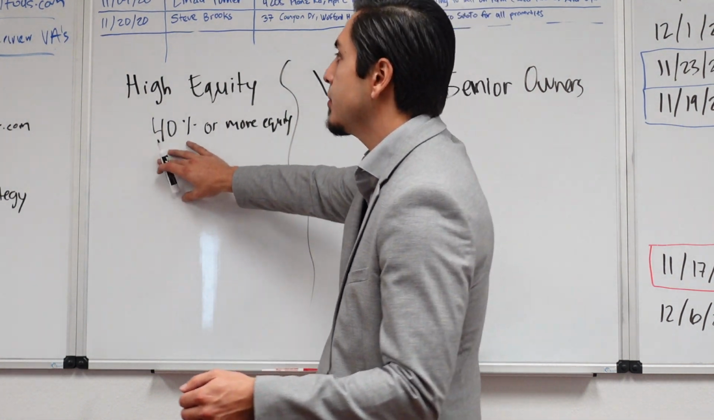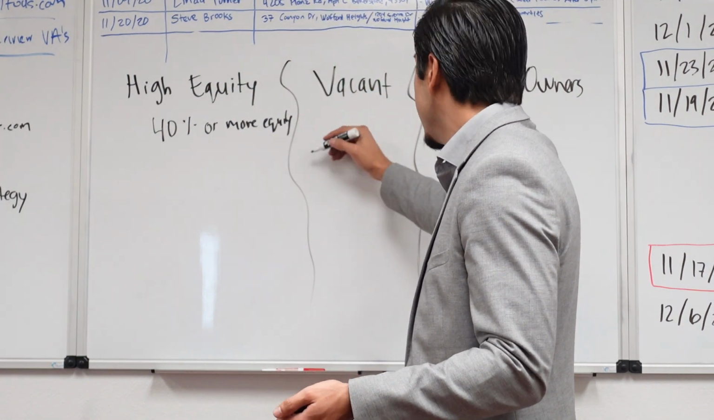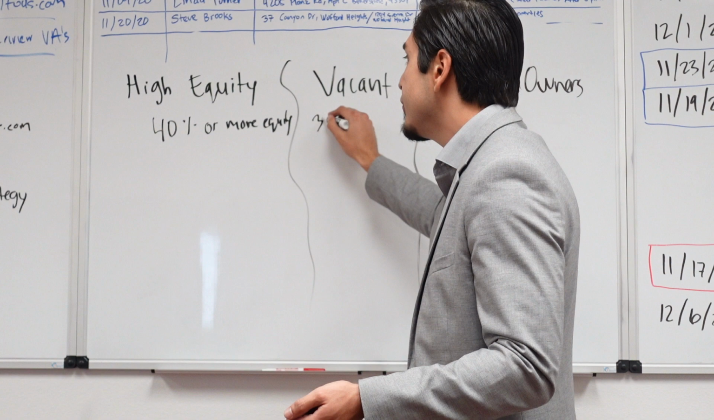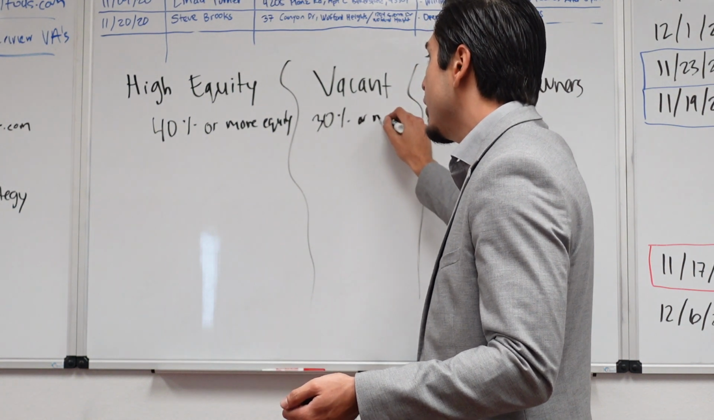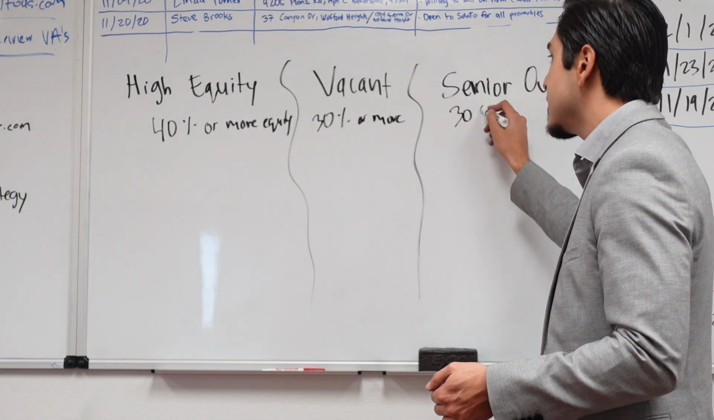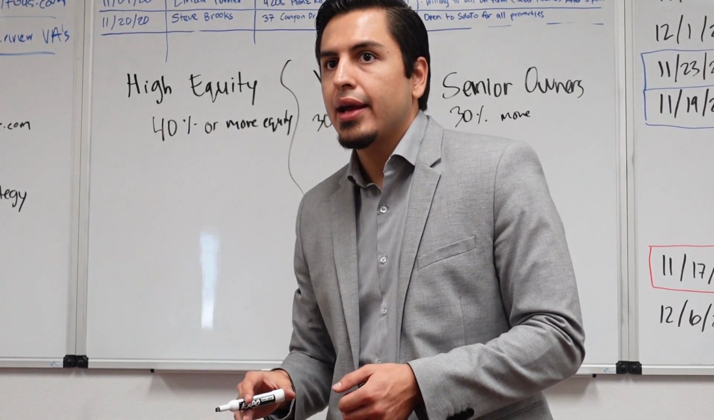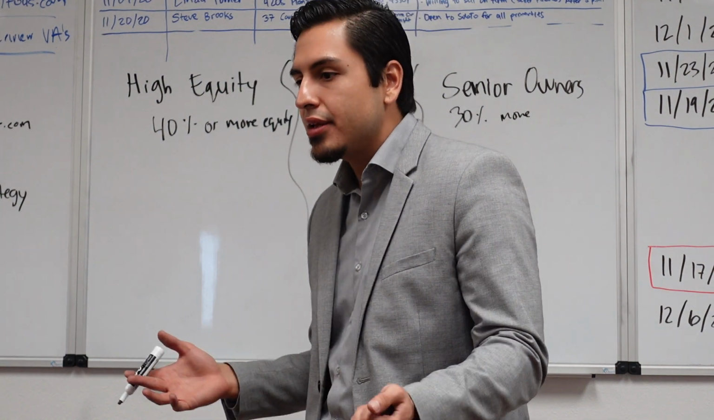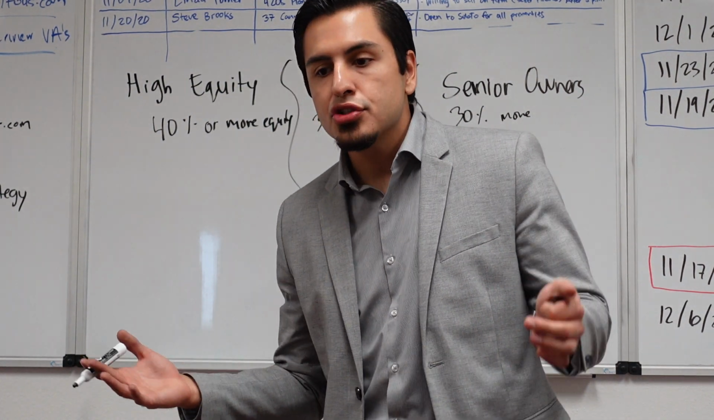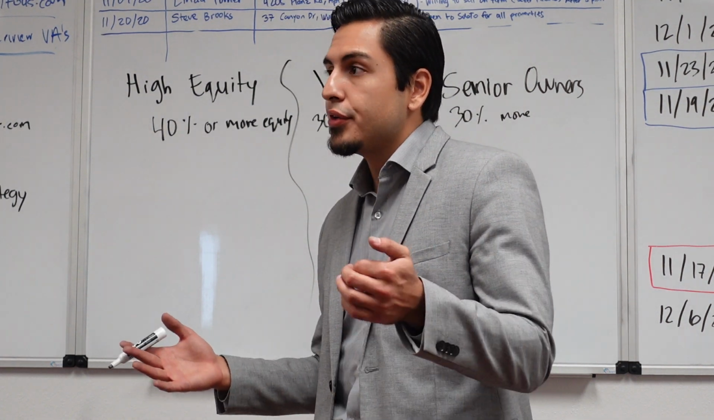So you would want at least minimum 40% or more. For vacant, same thing, I would do 40% or more, or even 30% or more, as you get better, or depending on the list. The reason why I say depending on the list is because you're gonna have some lists that are not the same. You're gonna have some lists that have 100,000 records, and you're gonna have some lists that have 1,000 records. You see what I mean? And you gotta see your budget.